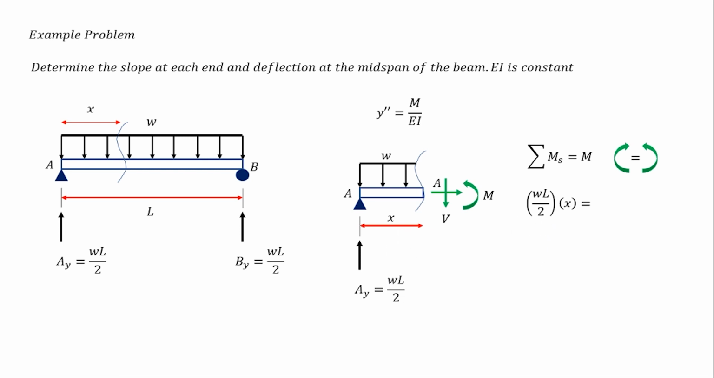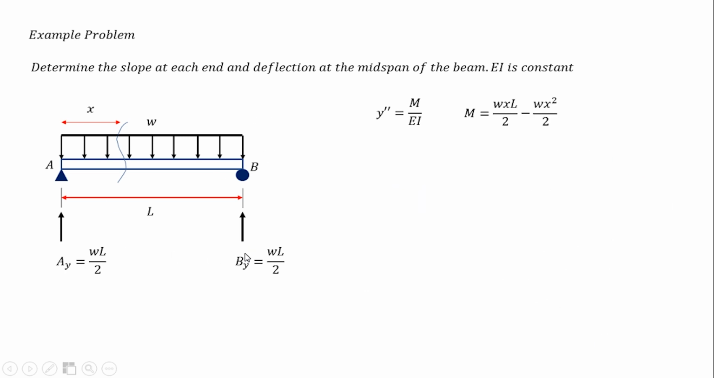And the counterclockwise moment is the M itself, because this is the positive bending moment when we consider the left section. On the other side of the equation is M plus our load W, so W times X times its moment arm about the section, that is X over 2. Simplifying this equation, we get M equal to WXL over 2 minus WX squared over 2. And this is the bending moment equation for this problem.